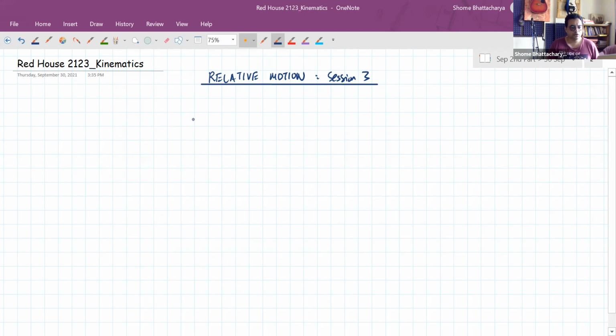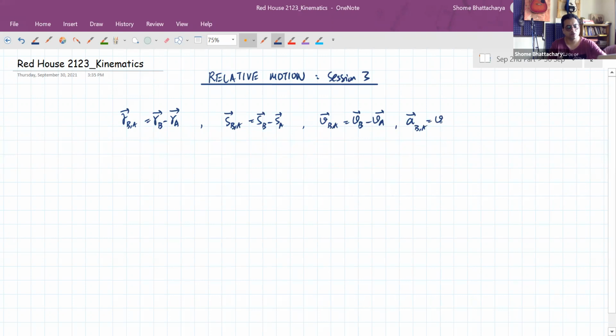Okay, so we are already familiar with all these definitions, that relative position is the difference of individual positions or absolute positions. Relative displacement is the difference of the absolute or ground frame displacements. Relative velocity is like this, and accordingly relative acceleration like this. So now let us understand some typical examples of the applications of these equations and concepts.